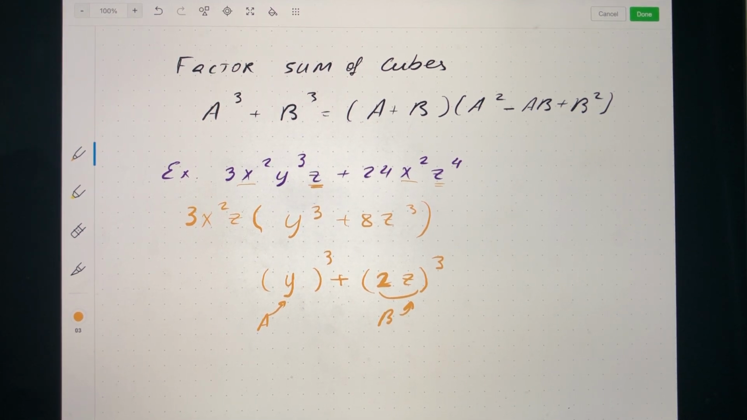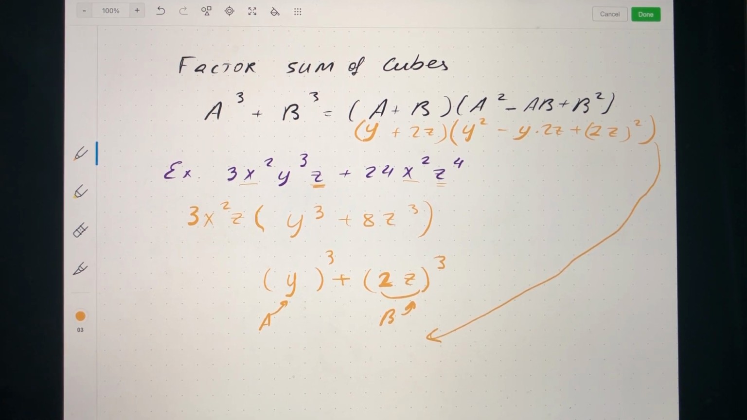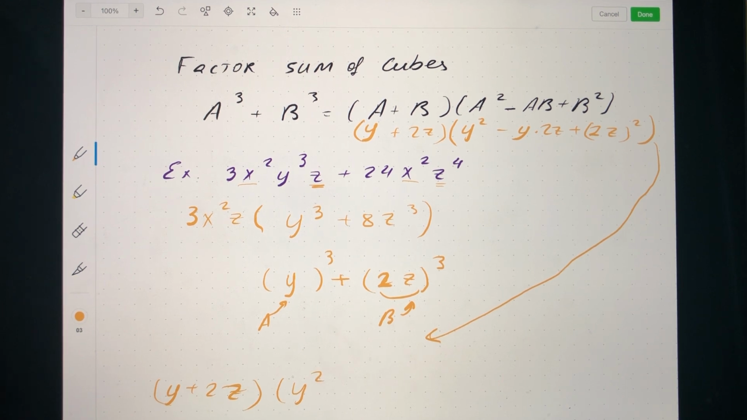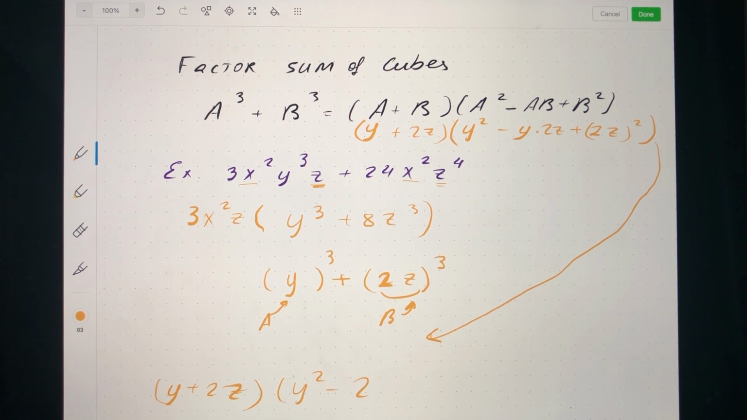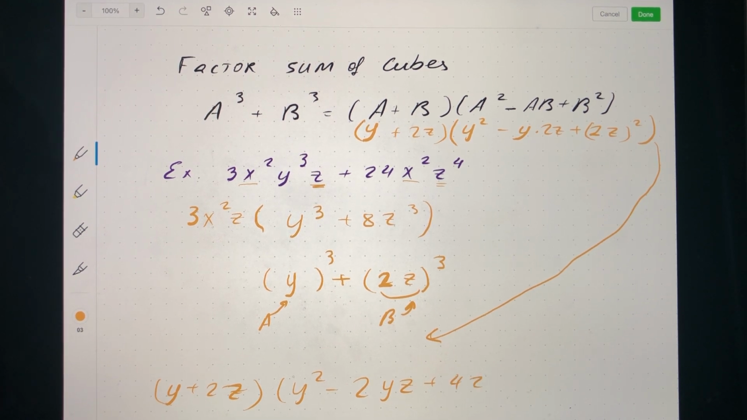So in my template, I replace a with a y, and b is now 2z. And once I clean this up, that would be all for the answer. So here I rewrite the solution one more time. It is y plus 2z, and then y squared. We usually, when we write, the numbers are in front of the letters, so we would put the 2 in front of the y times z, and the 2 squared is 4, z squared is z squared.